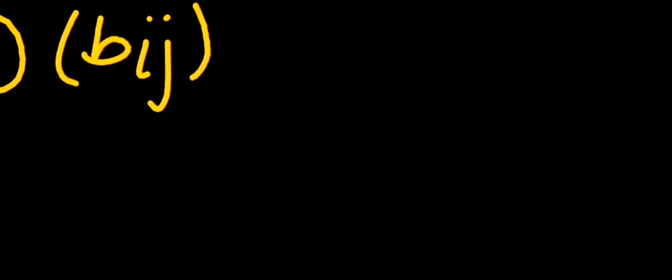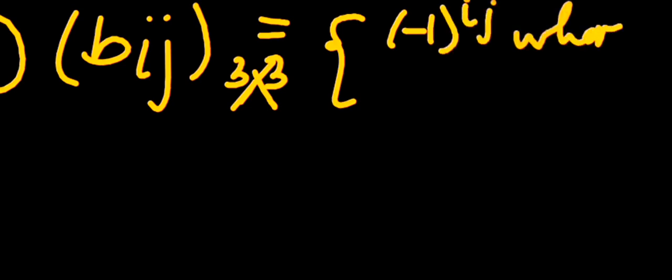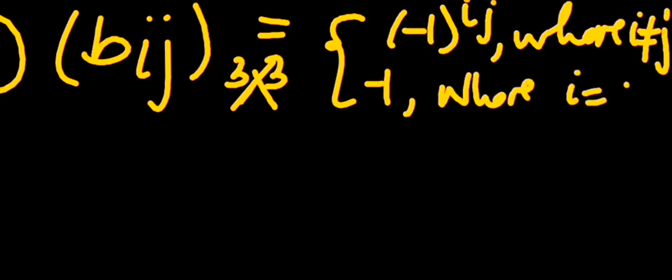And let's call this matrix B. Yeah, B_ij. Let's say B_ij is the 3 by 3 matrix. You write it as comma or you write it as by, but as the way we've been writing it since then, times. So let's stick with times so we don't get it mixed up. So let's define this as (-1) raised to power i times j, where i is not equal to j, and then -1 where i is equal to j.